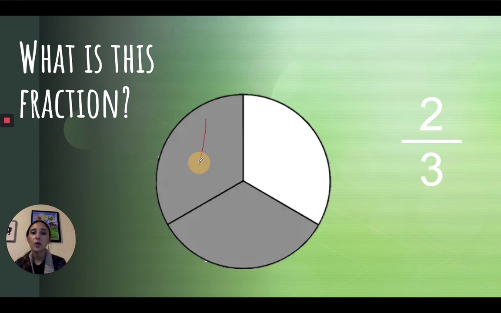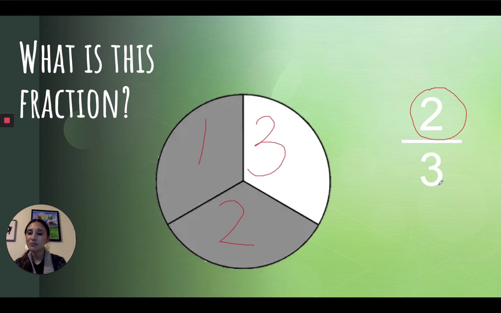Okay, so I have one part that's gray, and I have two parts that are gray. So 1, 2. So I know that has to go on top. That's my numerator. So I put my 2 right on top here. Now I have to look at, okay, but what's my total? How many parts make a whole? Well, 1, 2, 3 parts make a whole. So when I read this, am I going to say 2, 3? No, I'm going to say 2/3, because remember, this is showing thirds. So I say 2/3. Okay? Awesome. All right, let's move on to the next one.